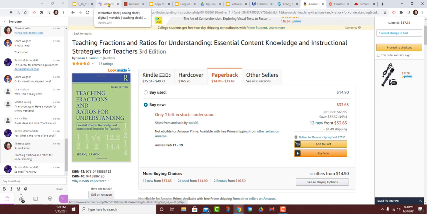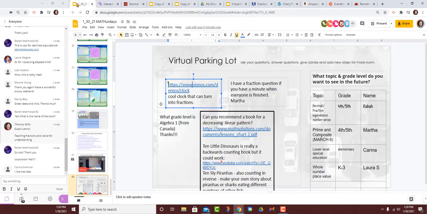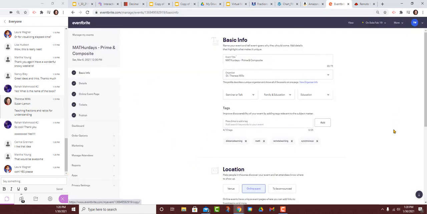Maybe we can even have a MATHurdays game day for decimal games, and I can bring out more of the decimal squares. All right, so let's do a game day. Looking at my Eventbrite, let's get a time in for that.